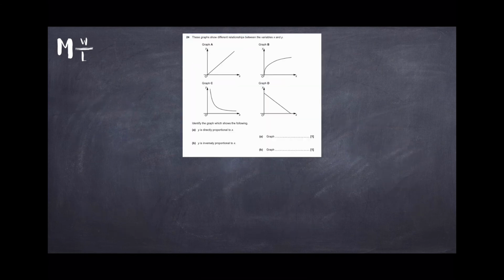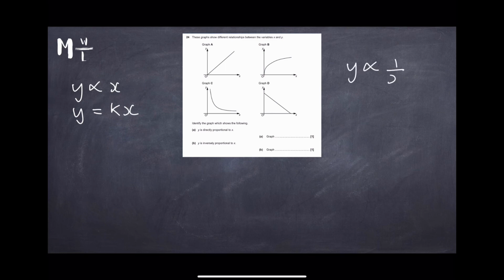So another type of question that exam boards like to throw at you for direct and inverse proportion is these graph questions. You'll see a few of these come up. So we're asked to identify the graph, which is y is directly proportional to x. So we know y is equal to kx, therefore it's the first graph. It's just a straight line graph. The second is y is inversely proportional to x. So we know as x gets really big, y gets really small. And as x gets really small, y gets really big, and therefore that one is graph C.